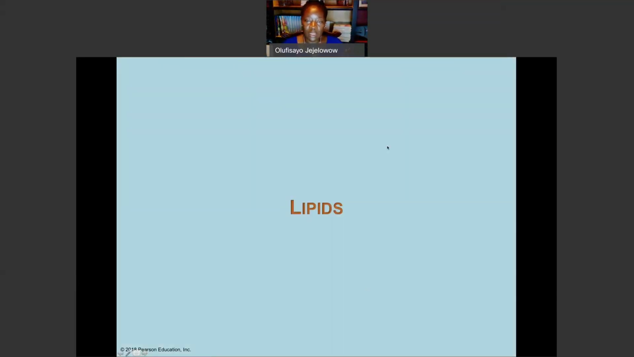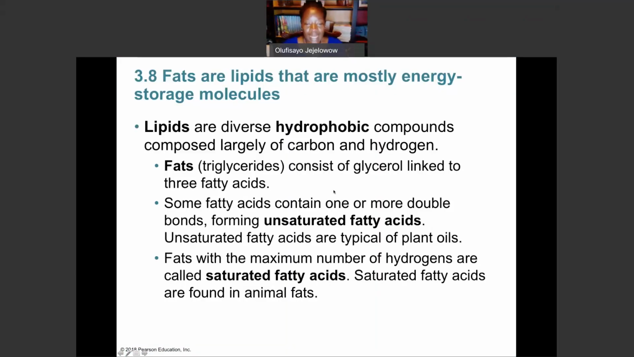Now we look at the next class of organic compounds, the lipids. This includes fats, lard, and all the oily substances. They are diverse in nature, but they have the common property that they are hydrophobic. They have a phobia for water. They do not love water. So lipids are diverse hydrophobic compounds. They're composed of largely carbon and hydrogen.